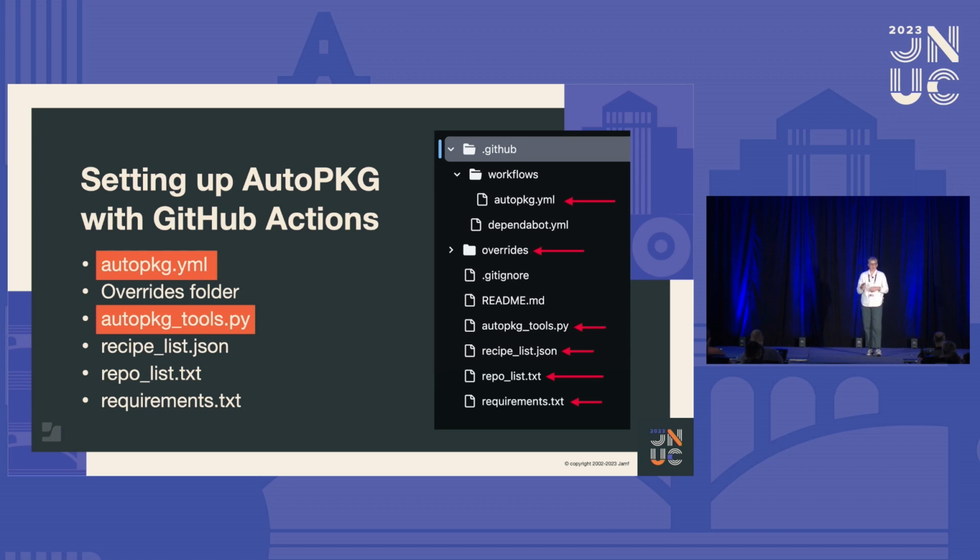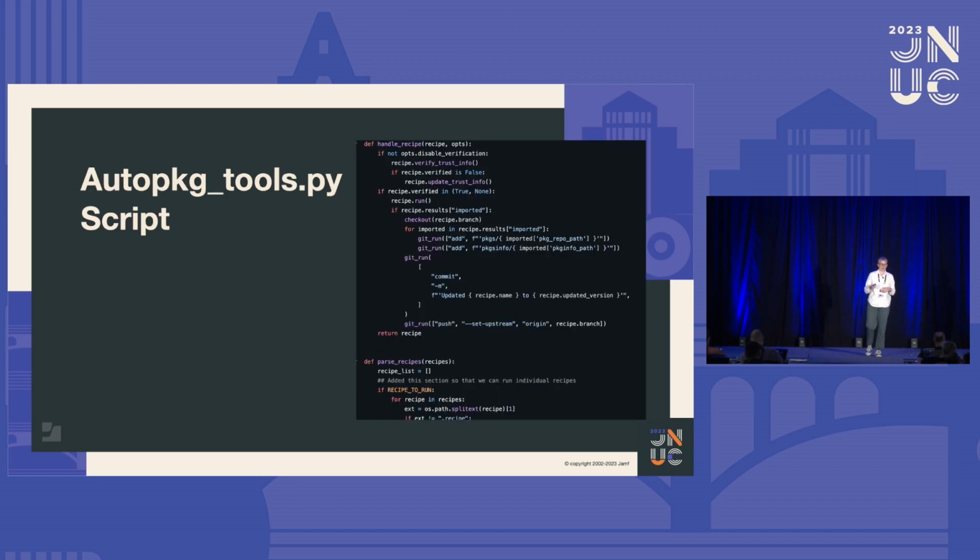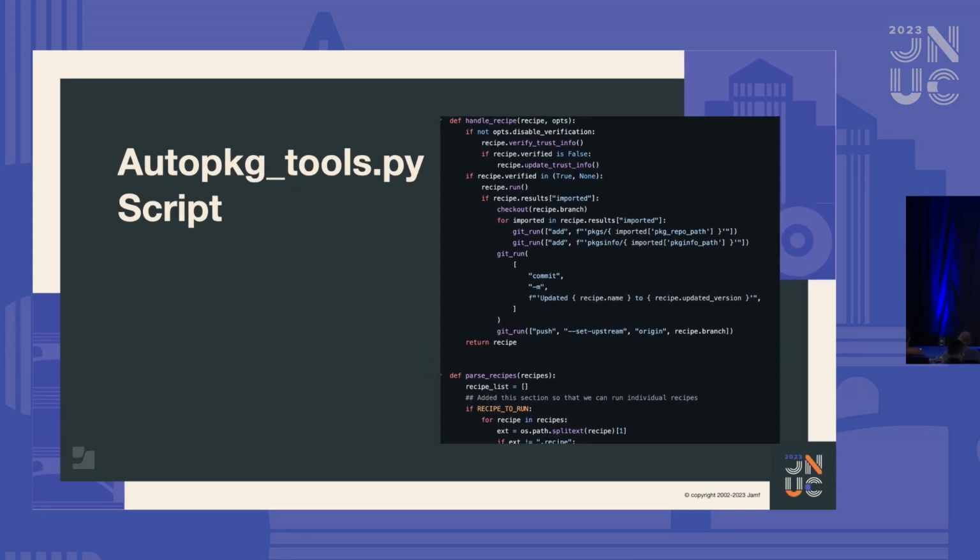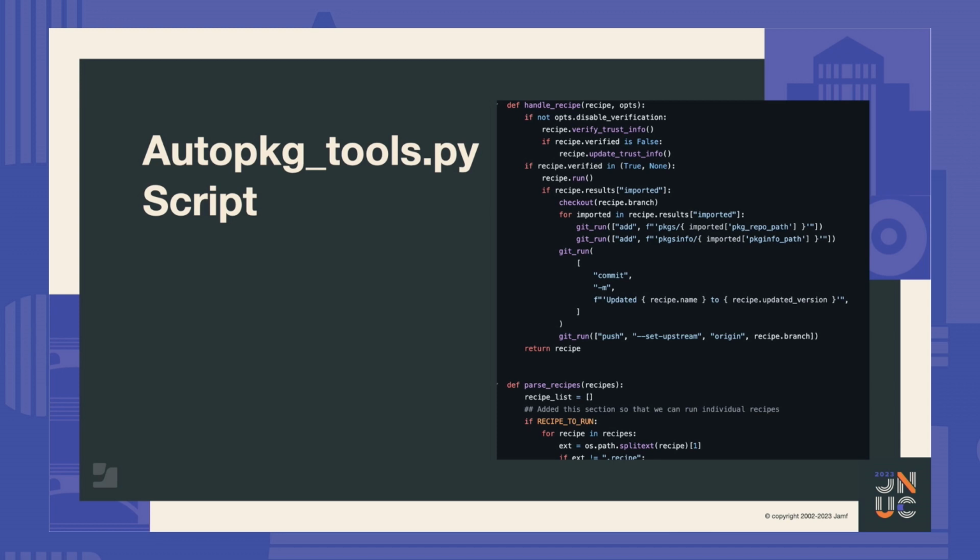So I'm going to start with the AutoPkg tools Python script. This is just a portion of the script. I'm not going to go over the whole Python script. We would be here for hours. But I borrowed this script from Gusto. This was part of their workflow that they open sourced, and I made very, very few changes to it. I just had to change some terminology and some directory settings to make it work with Jamf Pro instead of Munki.